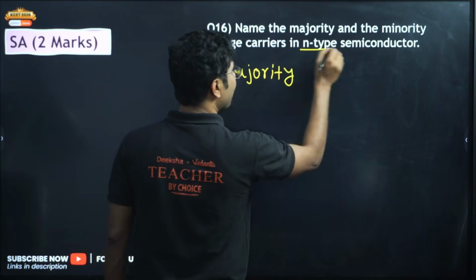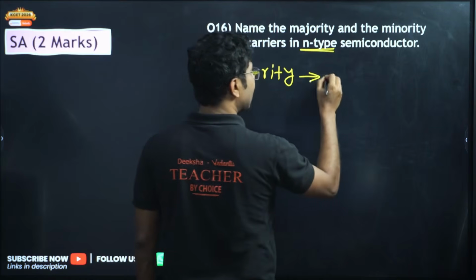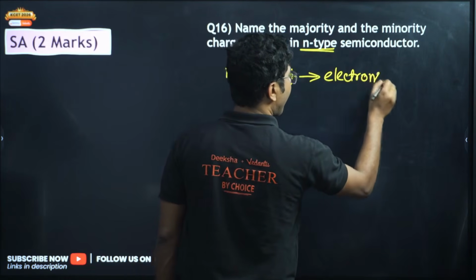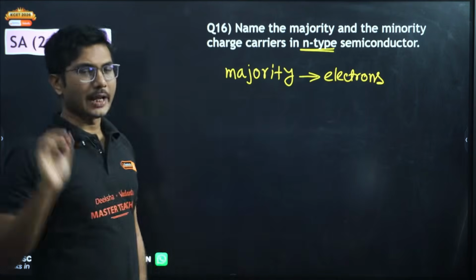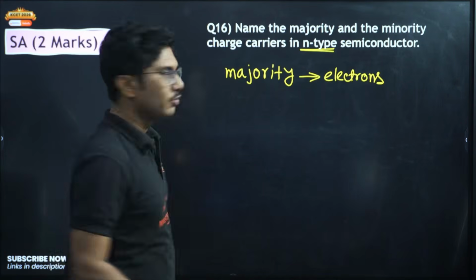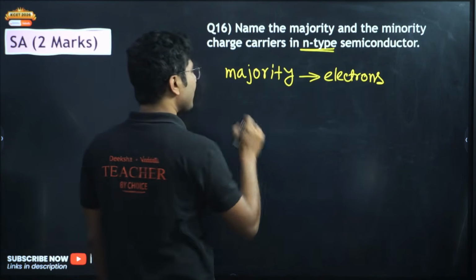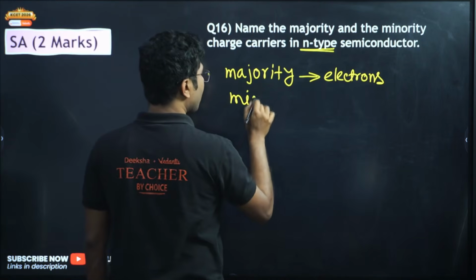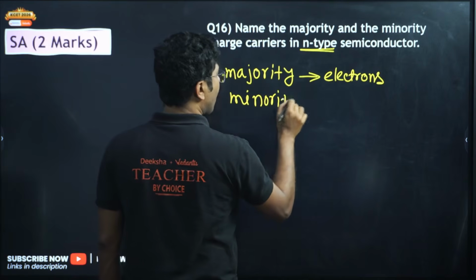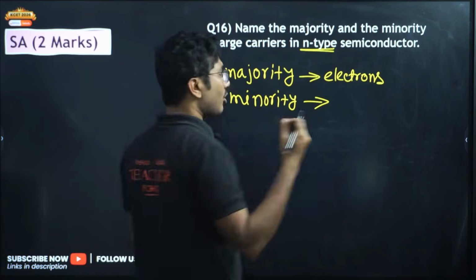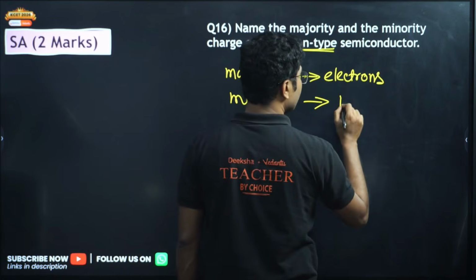What is the type? N-type, so majority must be electrons. N-type comes from negative type, P-type comes from positive type. Okay, so remember that. Majority is electron, negative type means electron has to be majority, and minority carriers are those present in small quantities, small numbers, so that is holes.